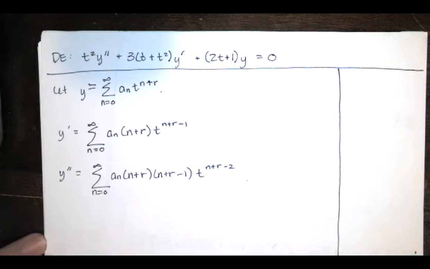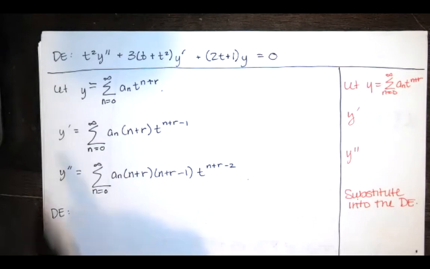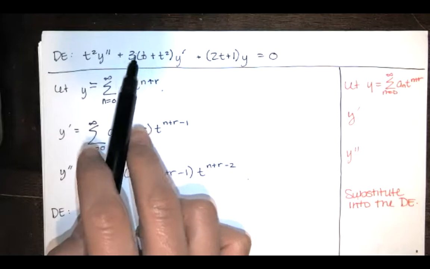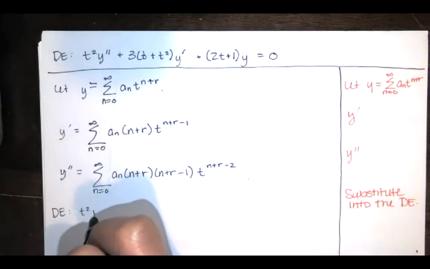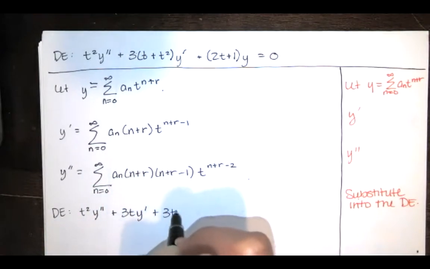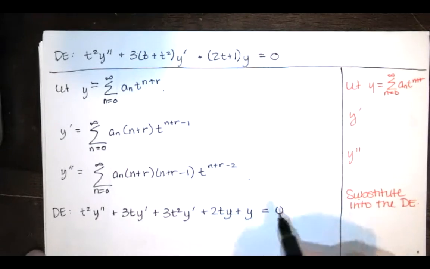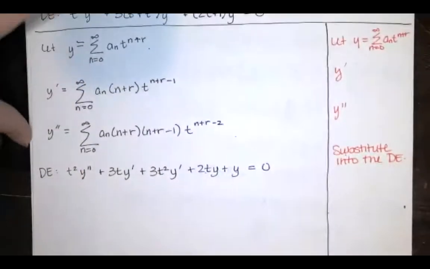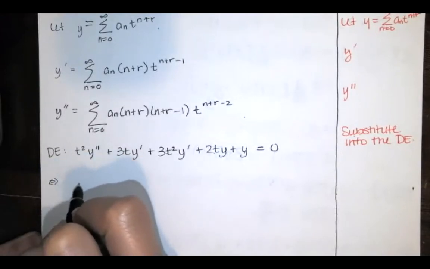Okay, and then we substitute into the differential equation. Now I would recommend distributing the t squared, distributing the 3t and the 3t squared to the y prime. Just distribute everything. So I'll have t squared y double prime plus 3t times y prime plus 3t squared times y prime plus 2t times y plus y equals 0. So there are actually going to be 1, 2, 3, 4, 5 series expressions there. Okay, now let's substitute in.